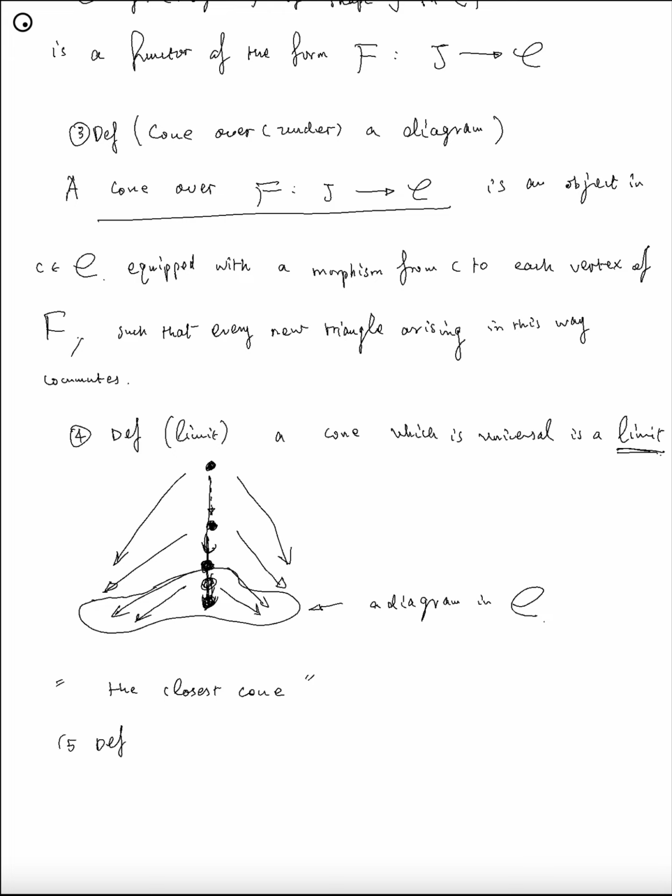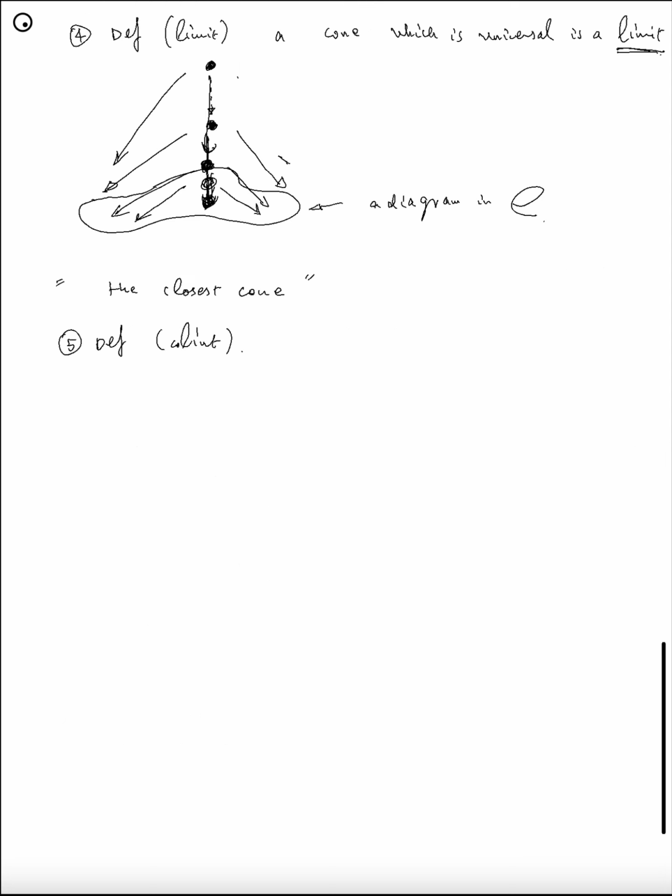While conversely, and again intuitively, you could think of a colimit as: you start with a diagram, right? You start with a diagram and then take the colimit.